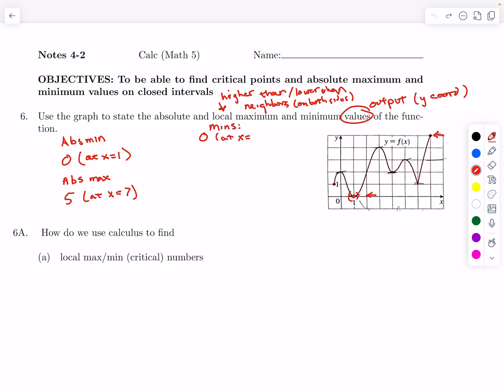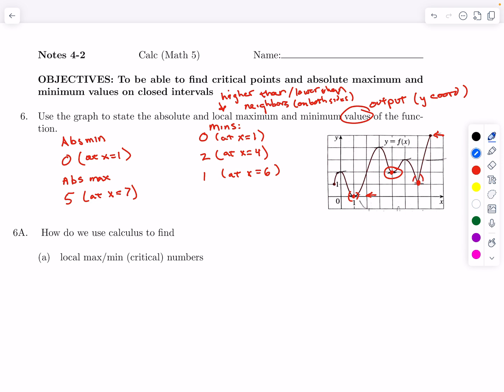So 0 at x equals 1. Another min is over here. What is that? Height 2 at x equals 4. And then a nice one over here is 1 at x equals 6. Okay. Notice they're lower than their immediate neighbors.